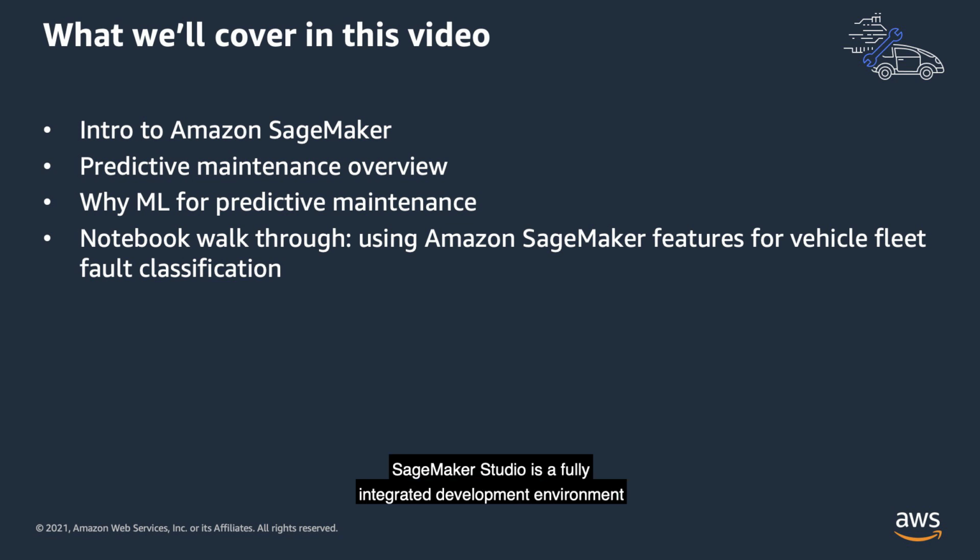SageMaker Studio is a fully integrated development environment for machine learning, making it a great tool for rapidly iterating through the building, training, and deploying of machine learning models. For our predictive maintenance demo, the example notebook focuses on binary classification using a SageMaker built-in algorithm called Linear Learner in order to predict vehicle failures.